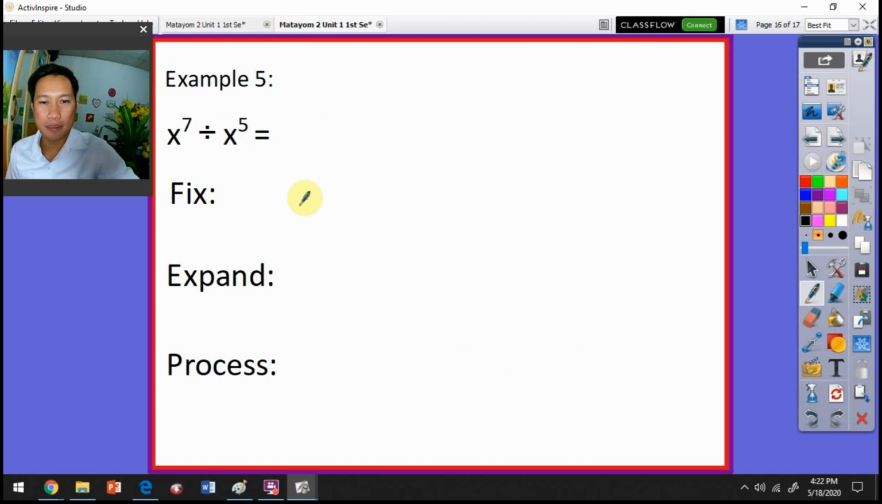For example number 5, we no need to fix this. Expanding is not a problem, but we can just write the process here: 7 minus 5 equals 2.